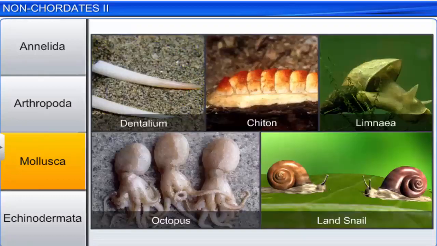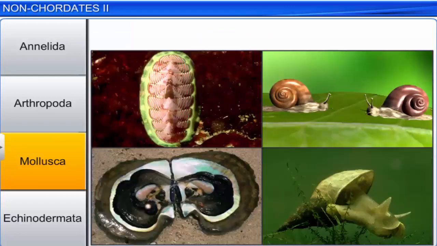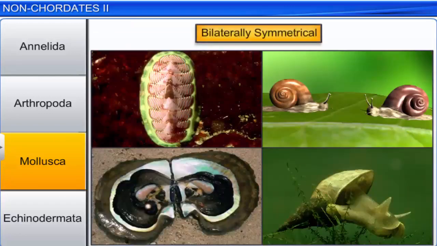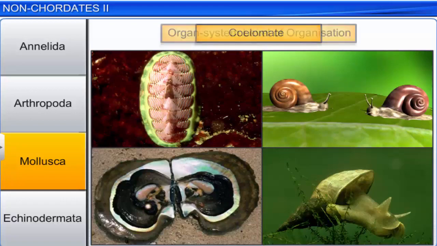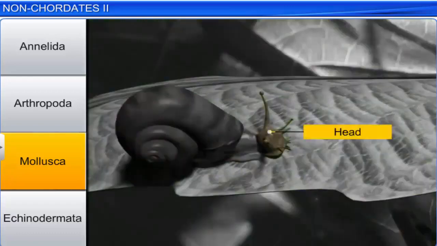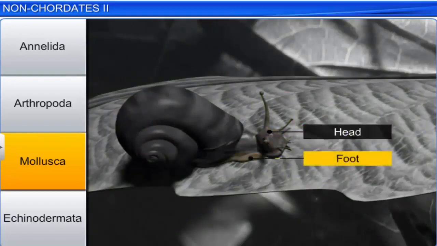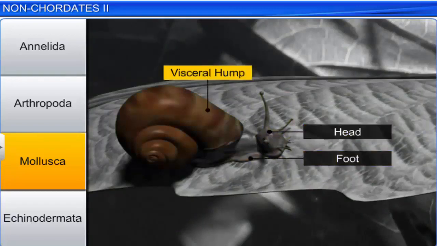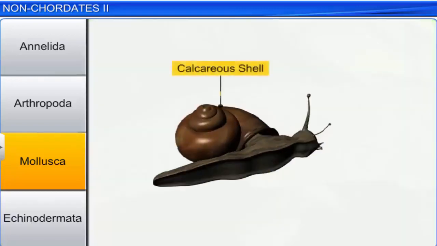Mollusks are terrestrial or aquatic animals. They are bilaterally symmetrical, triploblastic, coelomate animals with an organ system level of organization. The body has a distinct head, a muscular foot, and a visceral hump, and is covered by a calcareous shell.